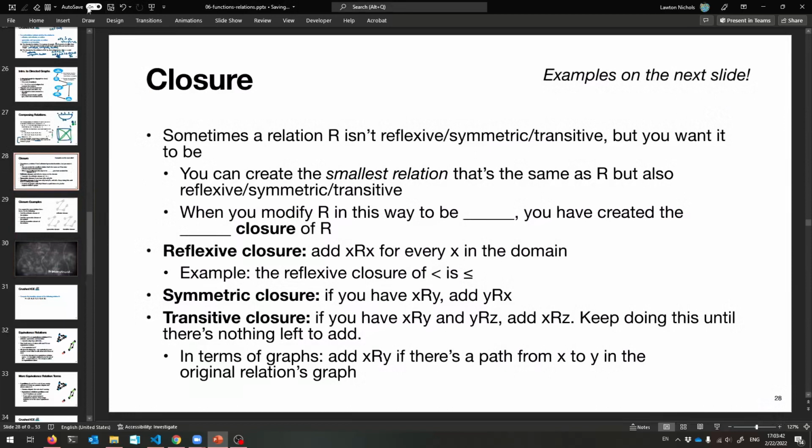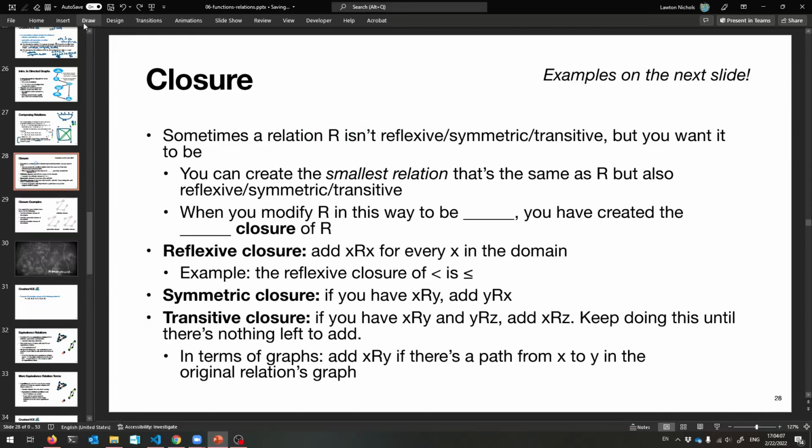So sometimes we have relations, and unfortunately that relation is not reflexive, it's not symmetric, it's not transitive, or some combination of those. But we really like those terms. We really like when our relations are reflexive, symmetric, or transitive. If we want to make a relation, we want to take our relation R and make it reflexive. We want to take it and make it symmetric, make it transitive.